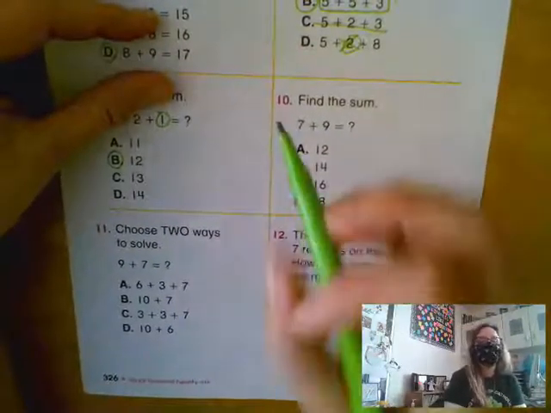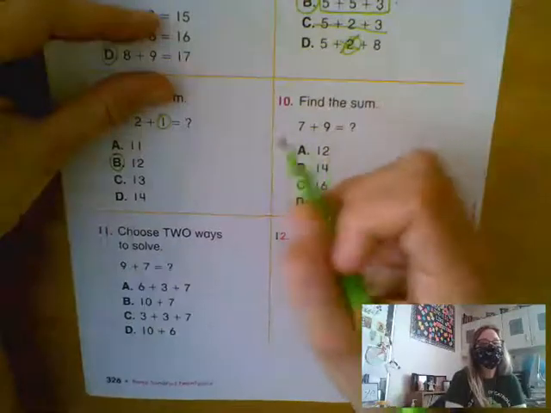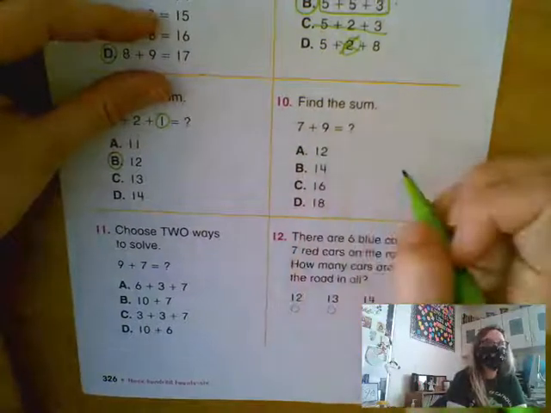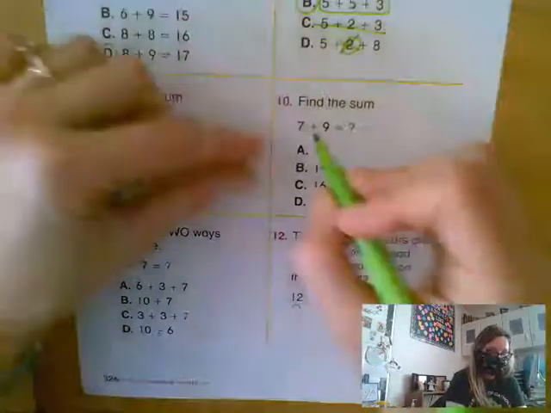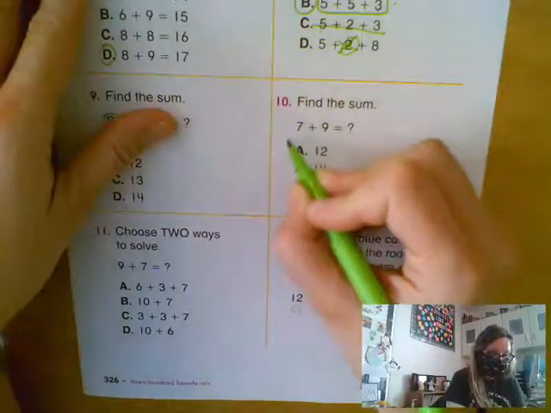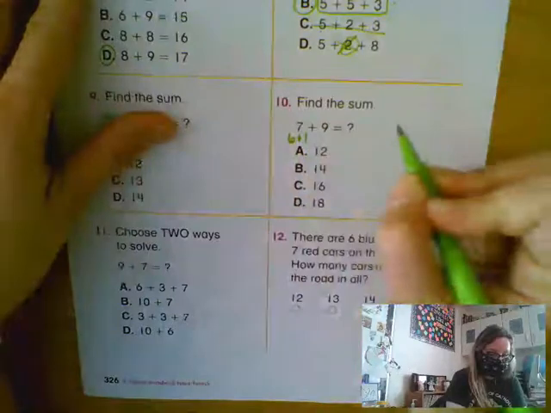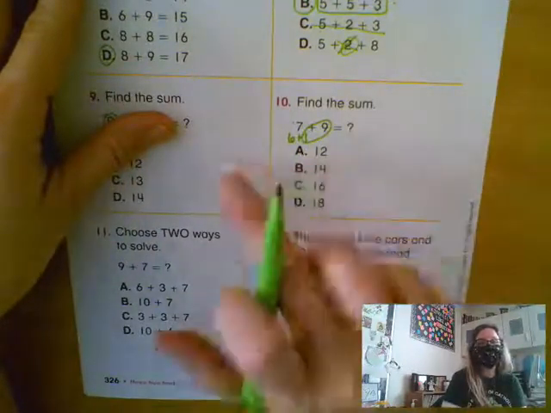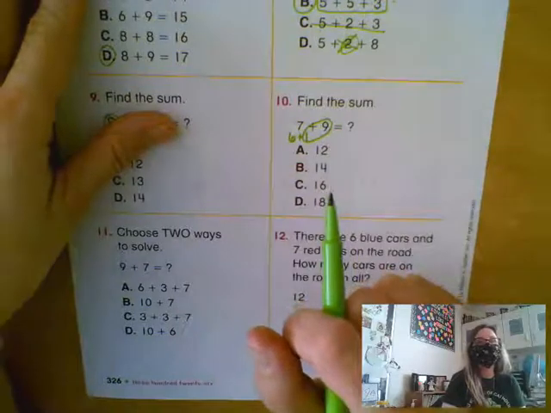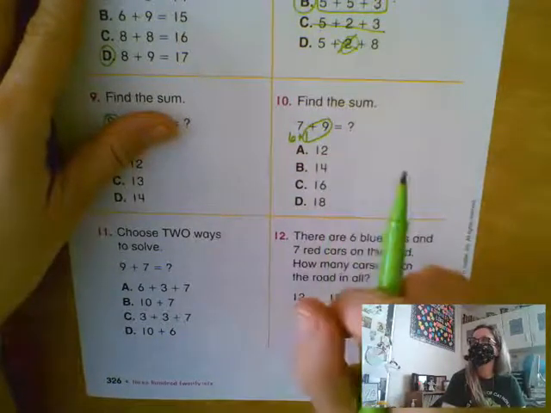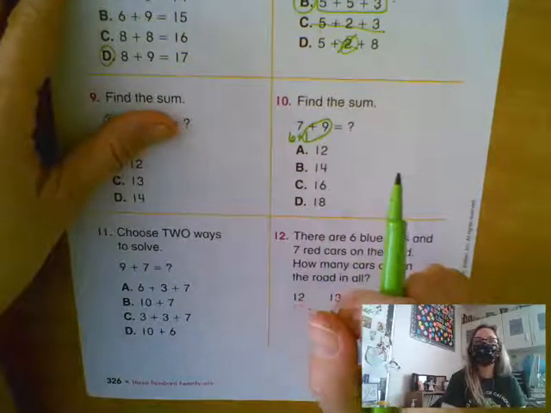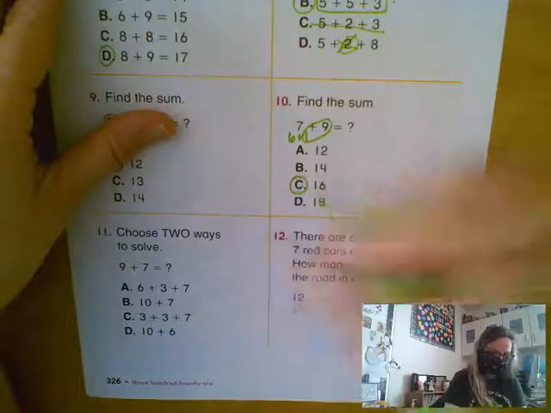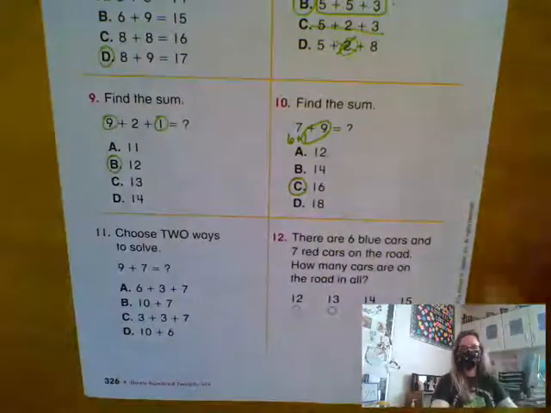So this one says find the sum. What I would do for this one, adding up 7 and 9, I could either draw a picture, I could use my fingers, or I like to make a 10. So I would say, okay, if I take this 7 and make it 6 plus 1, then I can add my 9 and 1, which would give me a 10. A 10 and 6 ones would be what, Faith? 16, you got it. So C would be our answer.